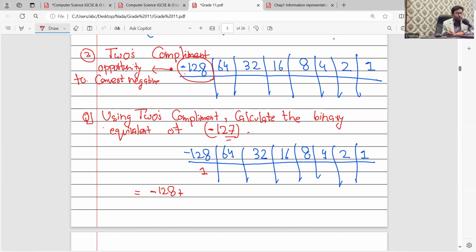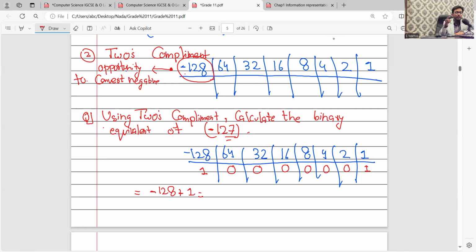So for example, if I put a 1 here, this is going to be minus 128 added. Now, if I add 64 here, is it going to give me minus 127? No. So this is going to be considered as 0. If I write 1 here, so minus 128 plus 32, is that going to give me minus 127? No. The answer is going to be different. So minus 128 plus 16, is it going to give me the answer? No. Minus 128 plus 8, is it going to give me the same answer? No. Minus 128 plus 4? No. Minus 128 plus 2? No.